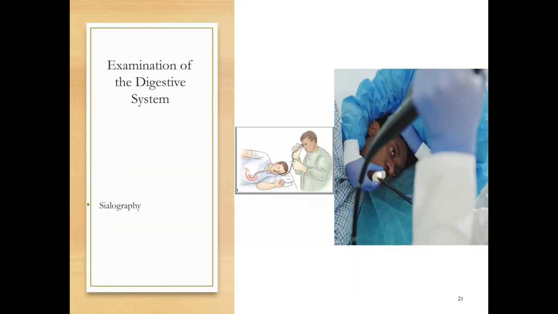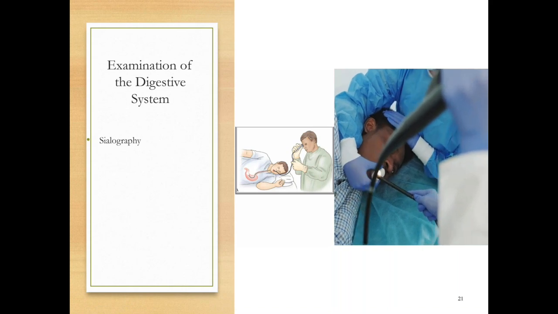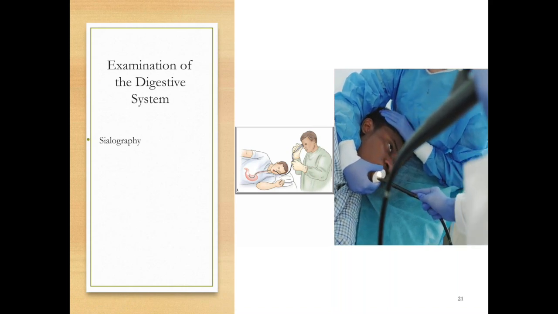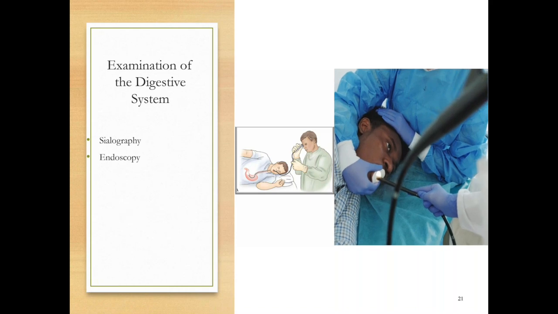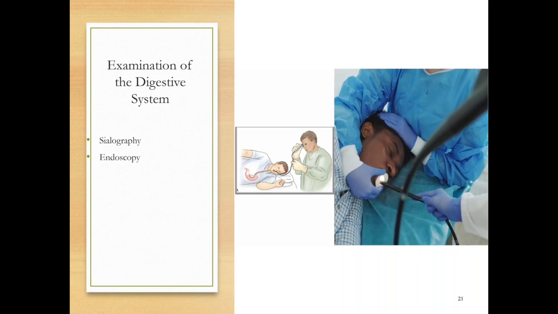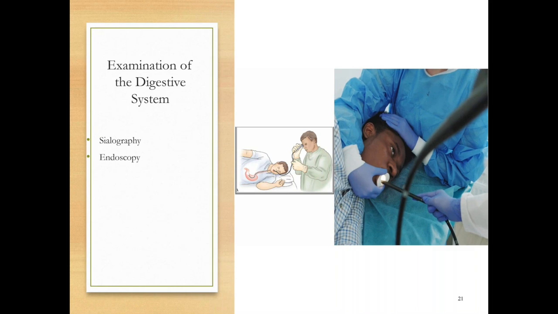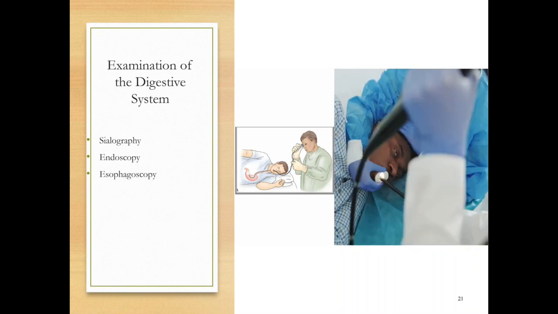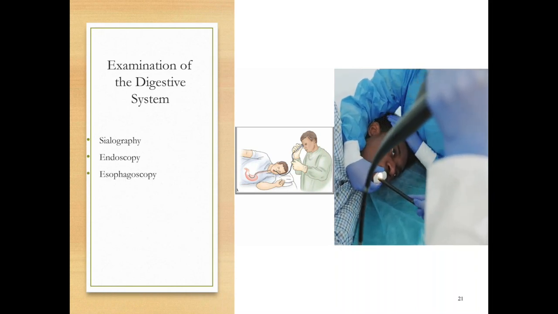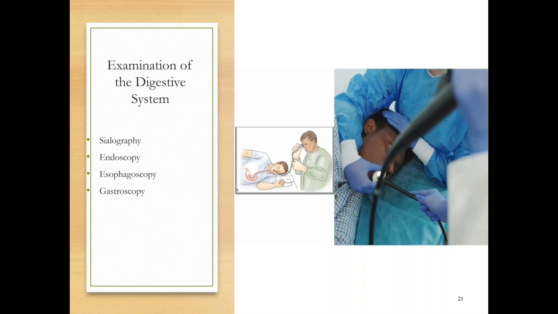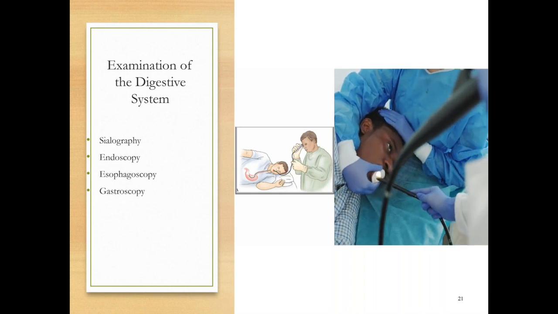Sialography involves the injection of radiopaque substances into the ducts to demonstrate the presence of calculi. Endoscopy is the examination of the esophagus, stomach, and duodenum with an endoscope. When just the esophagus is examined, the procedure is called esophagoscopy. Examination of the stomach alone is called gastroscopy. And the examination of the esophagus, stomach, and duodenum is called esophagogastroduodenoscopy, EGD.